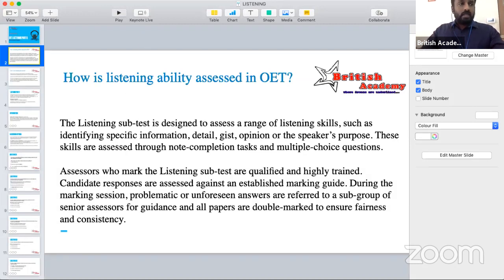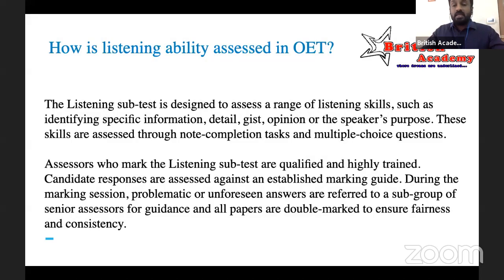Now, let's understand very clearly how listening ability is assessed in OET. What happens in the listening OET? The listening subtest is designed to assess a range of listening skills, such as identifying specific information. Are you able to identify a specific piece of information in listening? This is something they find out from your Part A. Then the details, opinion or the speaker's purpose are mostly seen in B and C. These skills are assessed through note completion tasks and multiple choice questions. Note completion tasks are mostly in Part A. Multiple choice questions will be in Parts B and C.